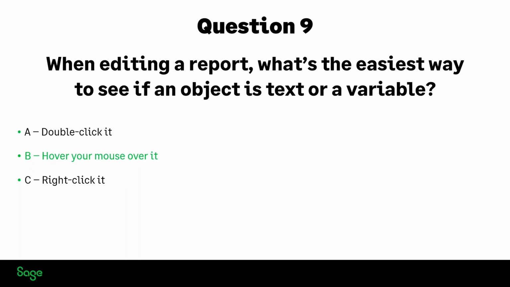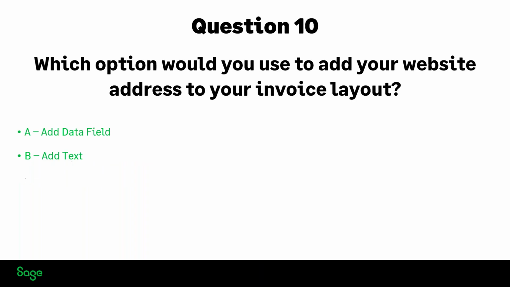And changing text leads us nicely onto the next question as well, which is question 10. Which option would you use to add your website address to your invoice layout? You can actually use either. So if you've got your website address recorded within your company preferences area, there may be other information in there as well, like contact numbers, that type of thing. Then you could include that as a data field and it would pull that information from that area. But you could also add it as text.